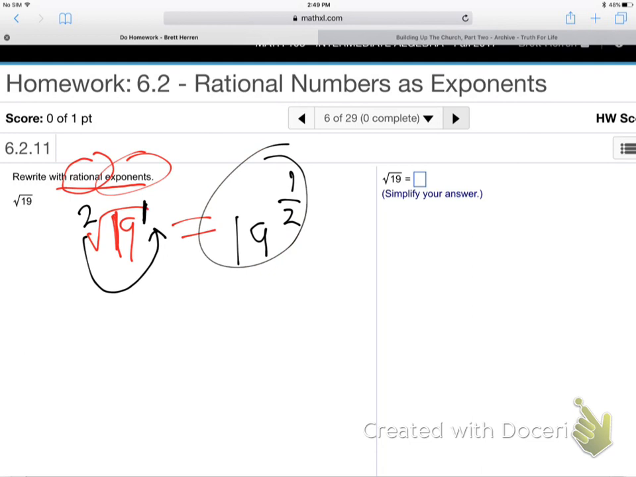See how that's the same thing? The 2 could go back in the hook, and it'd be the 2 root of 19 to the 1. And the 2 and the 1 are both invisible, really. You don't show the 2 in the hook, and you don't show the 1 power. They're both understood to be there. We have a lot of invisible understood things in math, don't we?